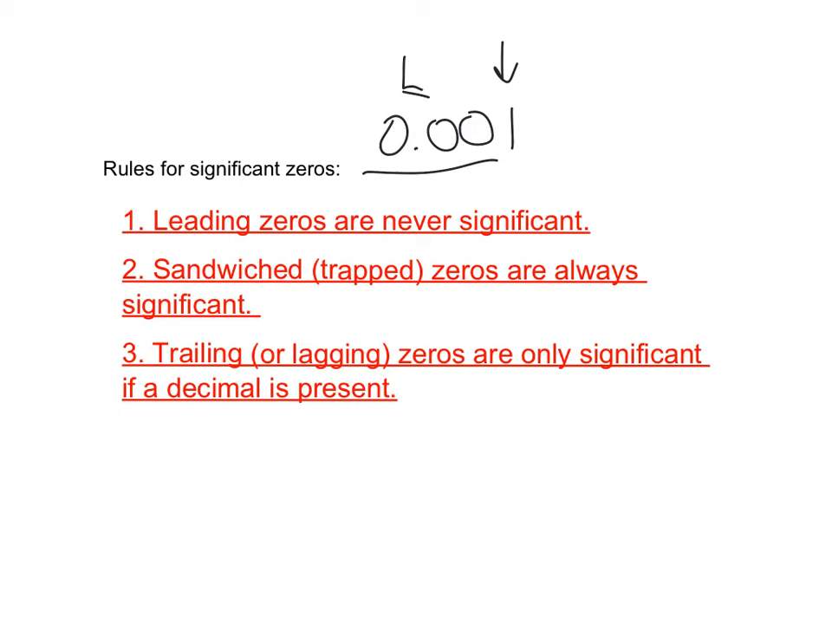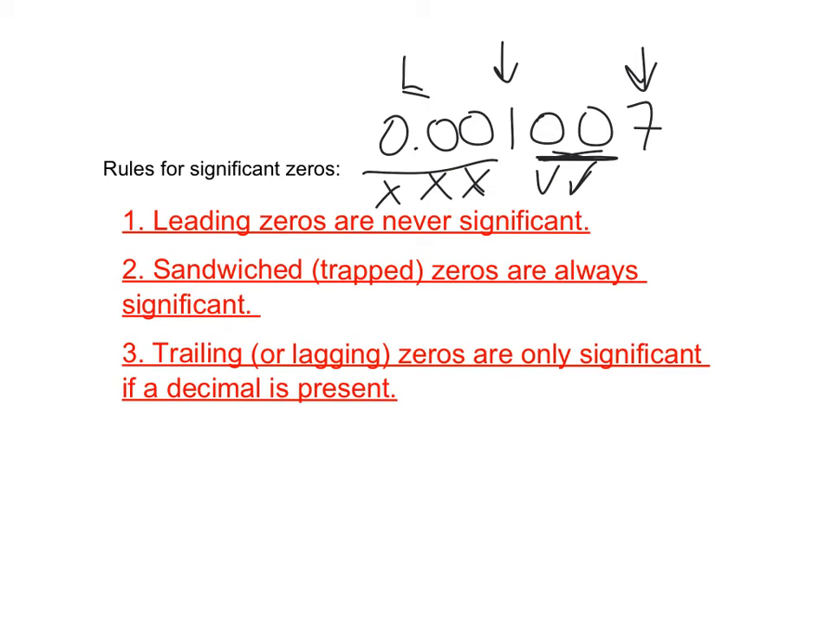The second kind of zeros we call sandwiched or trapped zeros, and they are always significant. You can recognize a trapped or sandwiched zero because they are any number of zeros stuck between 2 things that are not zero. So I have a couple of zeros between the 1 and the 7. The 1 is a counting number, the 7 is a counting number. So any zeros stuck between 2 counting numbers are always significant. Those 2 would always be considered significant.